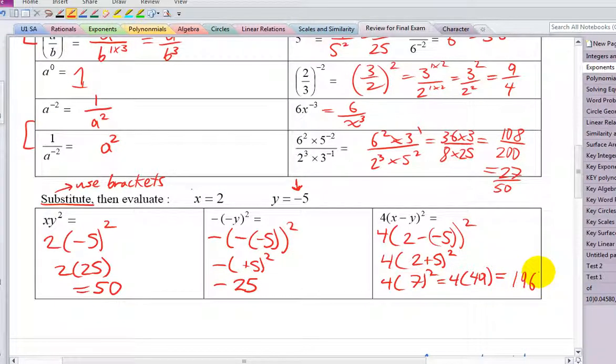196 for the last one? Okay. 196. Thank God I got that. Okay. Turn it over.